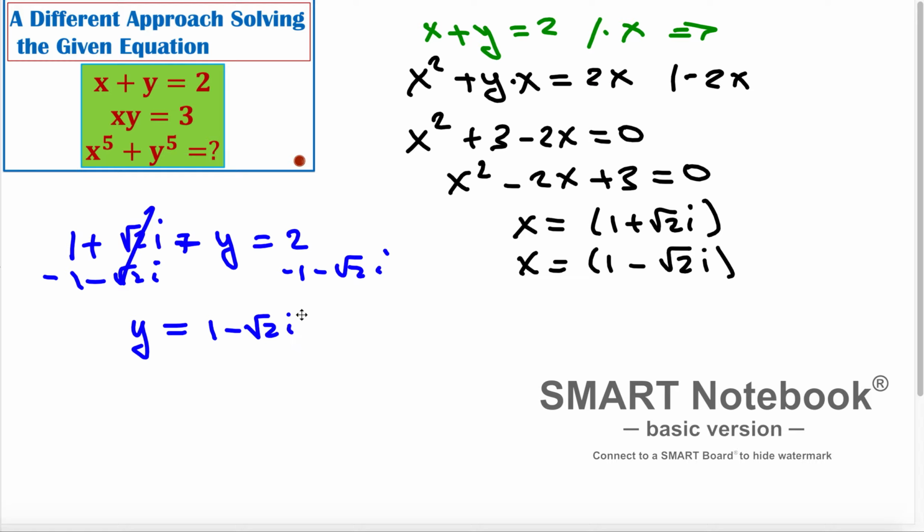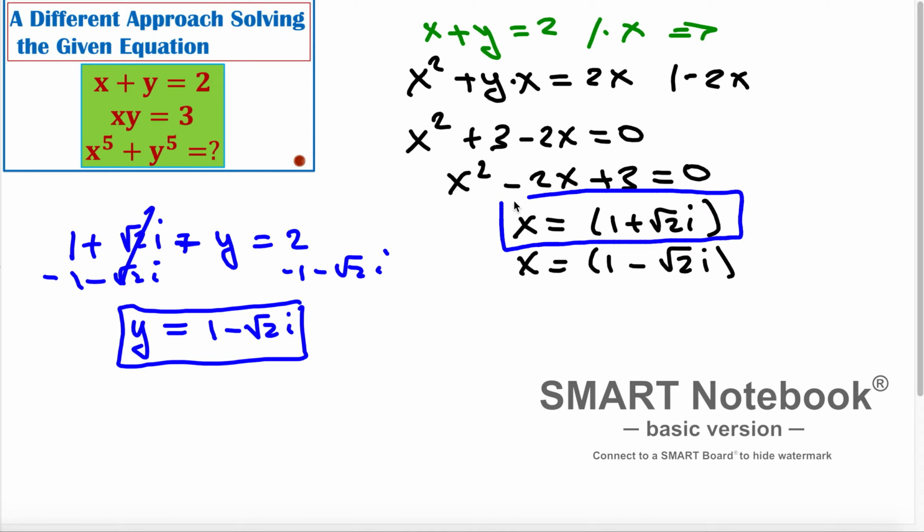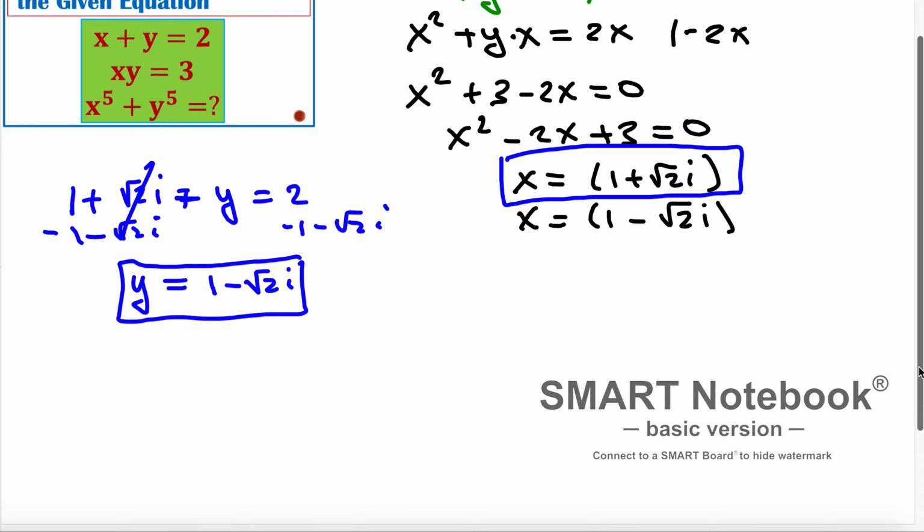I'm taking this solution for x. If I take the other one for x and plug it here, I'm going to find the opposite. They are just going to switch. Instead of x being 1 plus square root of 2i, x is going to be 1 minus square root of 2i, but y is going to be 1 plus square root of 2i. So it's going to be just the opposite.